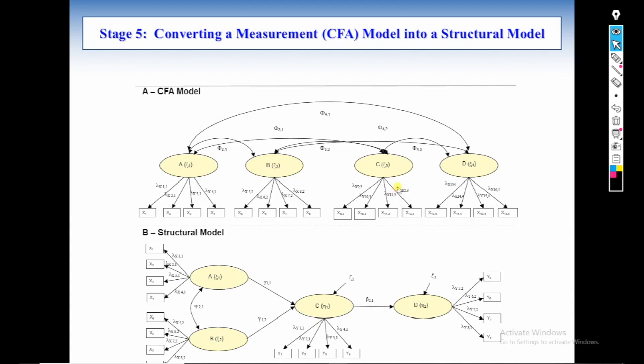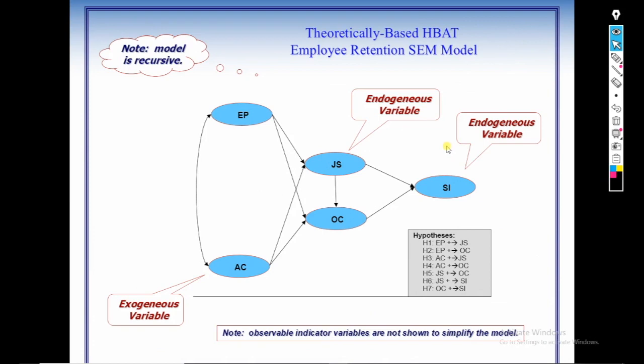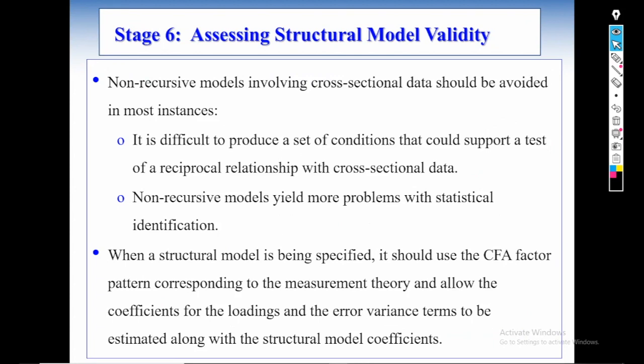Now I am taking this theoretical model. You can see there are five constructs, endogenous variables and exogenous variables. These are endogenous variables, and the EP and AC are exogenous variables. And then we find the measurement model validity.